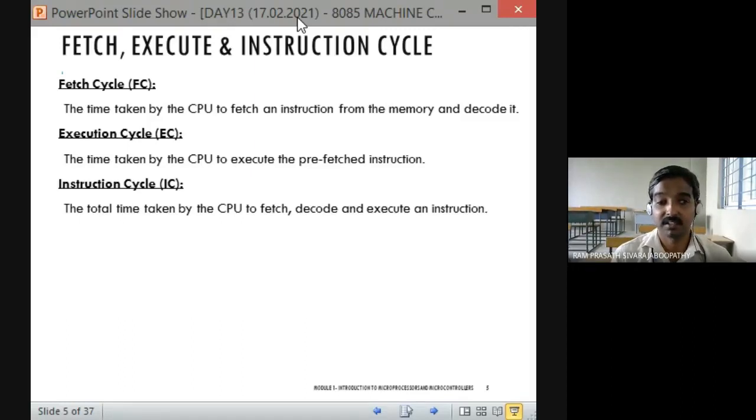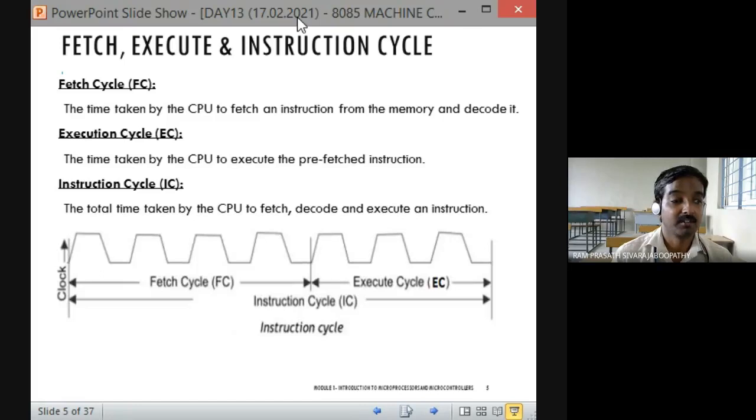Clear? Are you able to understand what I am saying? The time taken by the processor to fetch the instruction, decode it and execute the operation, the entire time we call the instruction cycle. Okay, so you can see in this diagram.